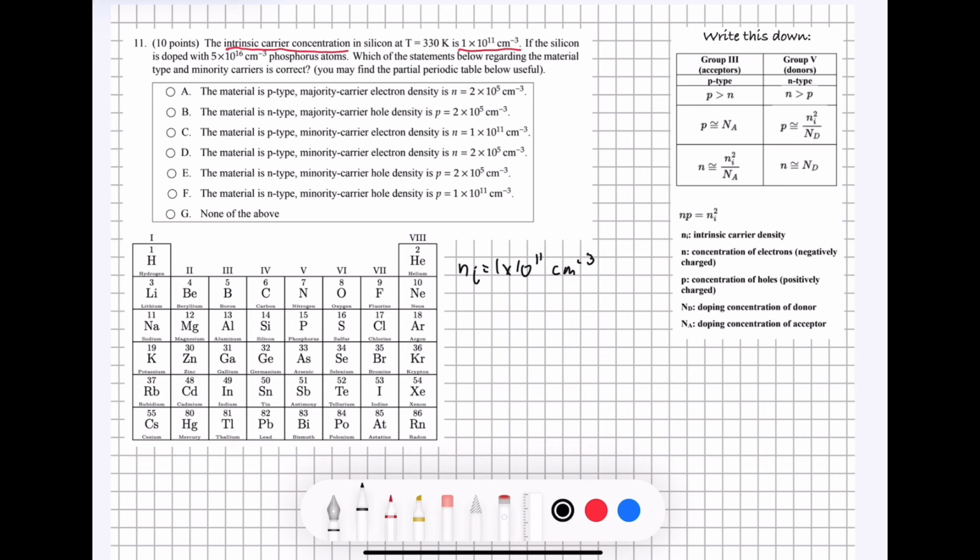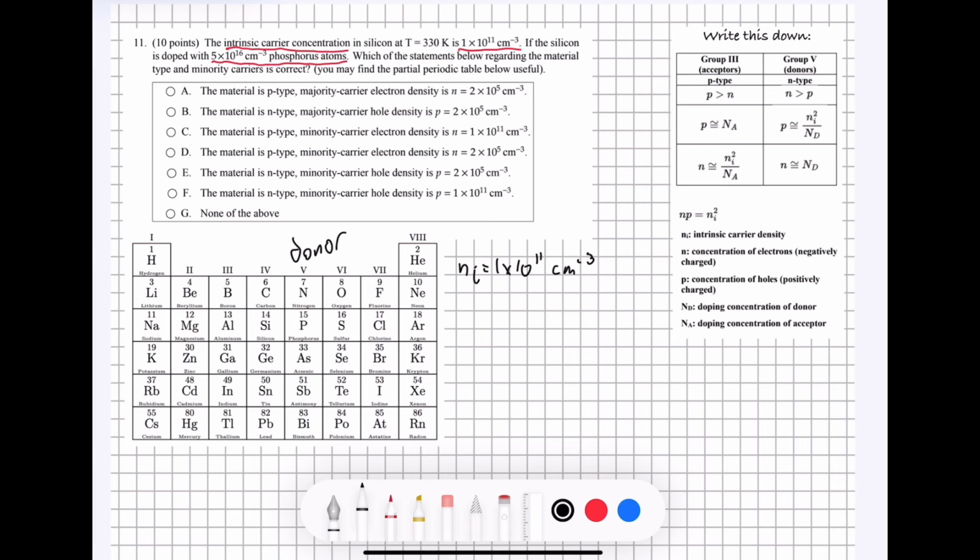And the silicon is going to be doped with this number of phosphorus atoms. We need to determine whether phosphorus is going to be N-type or P-type. The best way to determine this is, again, we look at our table up here. We know that group 3 gives us acceptors and group 5 gives us donors. These groups correspond to group 3 and group 5 on the periodic table here. Because phosphorus is in group 5, that means phosphorus is a donor.